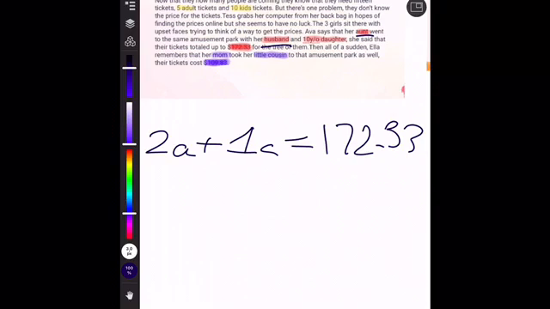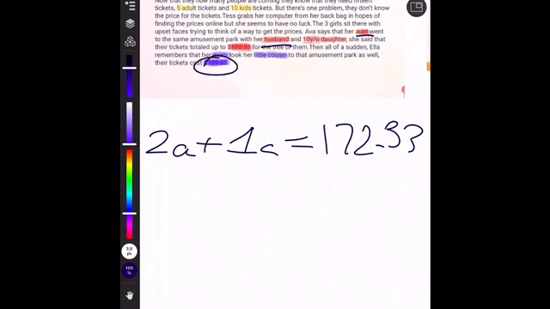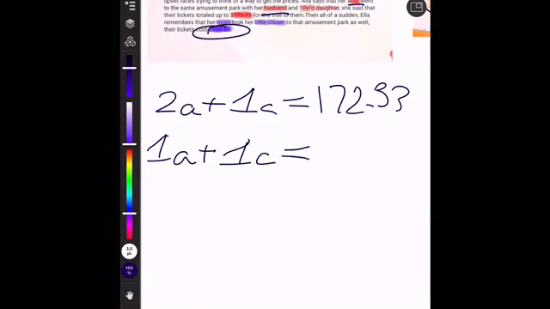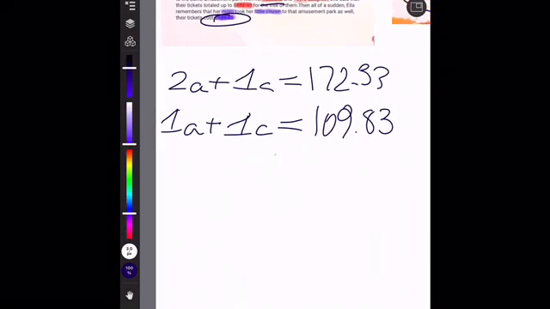Alice told us that her mom took her little cousin to the same amusement park, and this was their total. So we're also going to write that down, make that into an equation. So the mom is 1 adult plus 1 child, the little cousin, equals this, so 109.83.